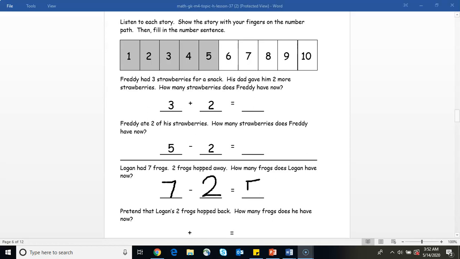Remember, you can always use your fingers to figure these problems out. You can hold up 7. I had 7 frogs. 2 hopped away. Put 2 fingers down. How many do you have left? Should have 5.